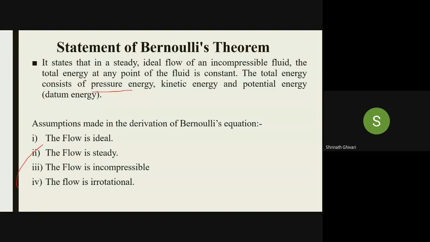So what is the statement of Bernoulli's theorem? It states that in a steady flow, as we have taken dv by dt as 0, so that is steady flow, and it is an ideal flow. We have assumed it of an incompressible fluid. The total energy at any point of the fluid is constant. So P by rho g plus V square by 2g plus Z is equal to constant. This total energy consists of what? Pressure energy, kinetic energy, and then potential energy Z, also called datum energy. This is the statement of Bernoulli's theorem.